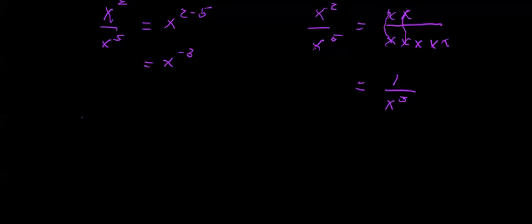Therefore, x to a negative exponent is equal to 1 over x to the positive exponent. And 1 over x to a negative power is just equal to x to the absolute value of that power. All right? Very simple. Let's look at an example.